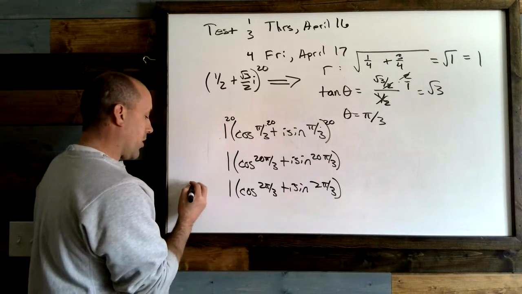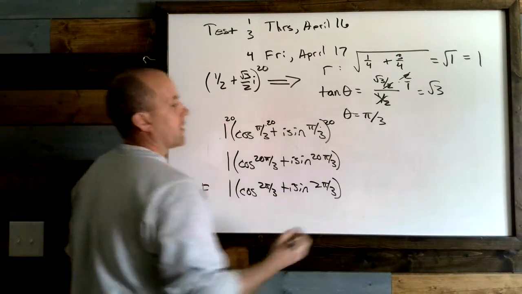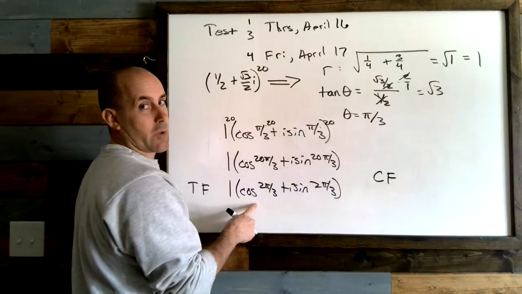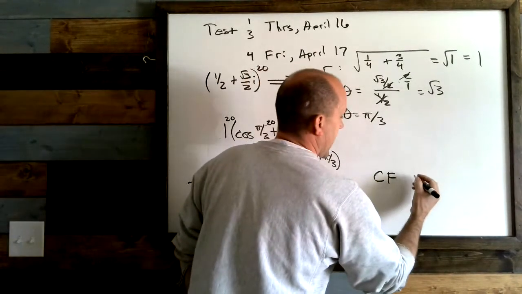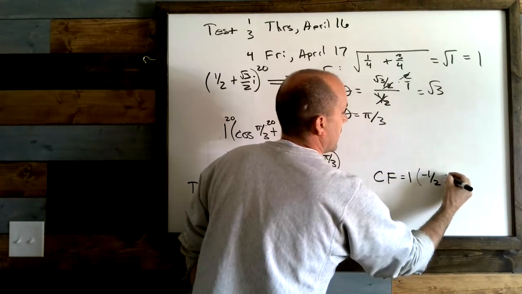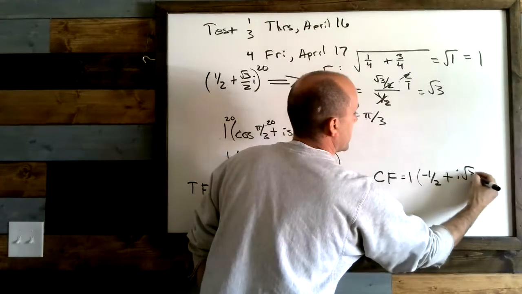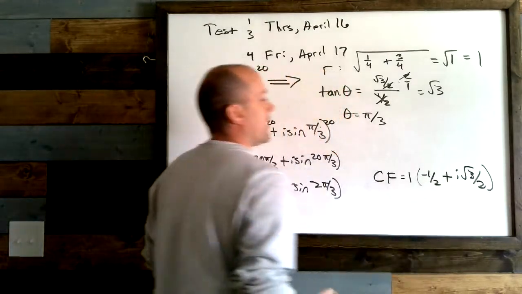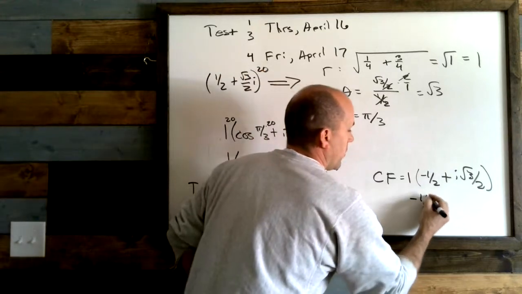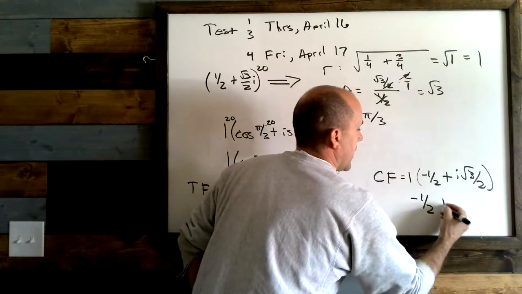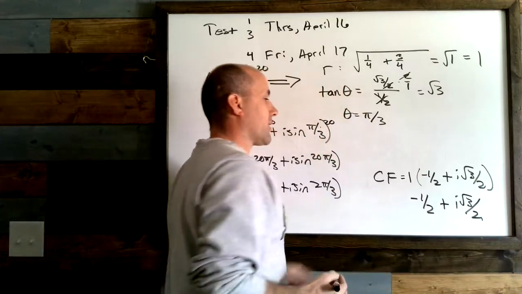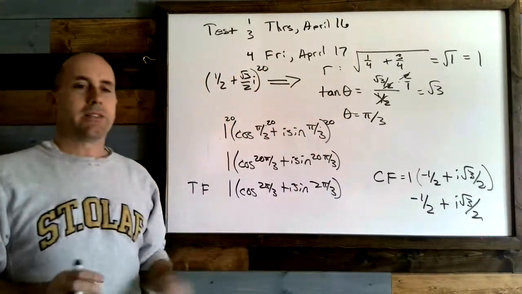And that's what you call trigonometric form. Complex form, simply find the terminal points, which we already did, and we get 1 times negative 1/2 plus i roots of 3 over 2. Now, I would distribute this 1 through here, and so I get negative 1/2 plus i roots of 3 over 2. And that's complex form. I need to see both.